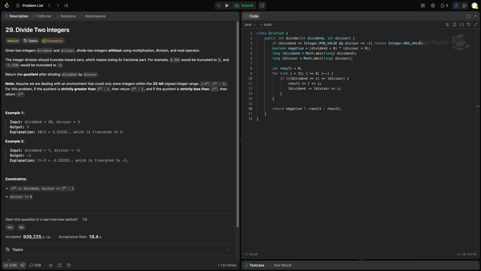Now it's your turn. Where else can bit shifting or doubling replace expensive work? Keep optimizing and let your algorithms fly.